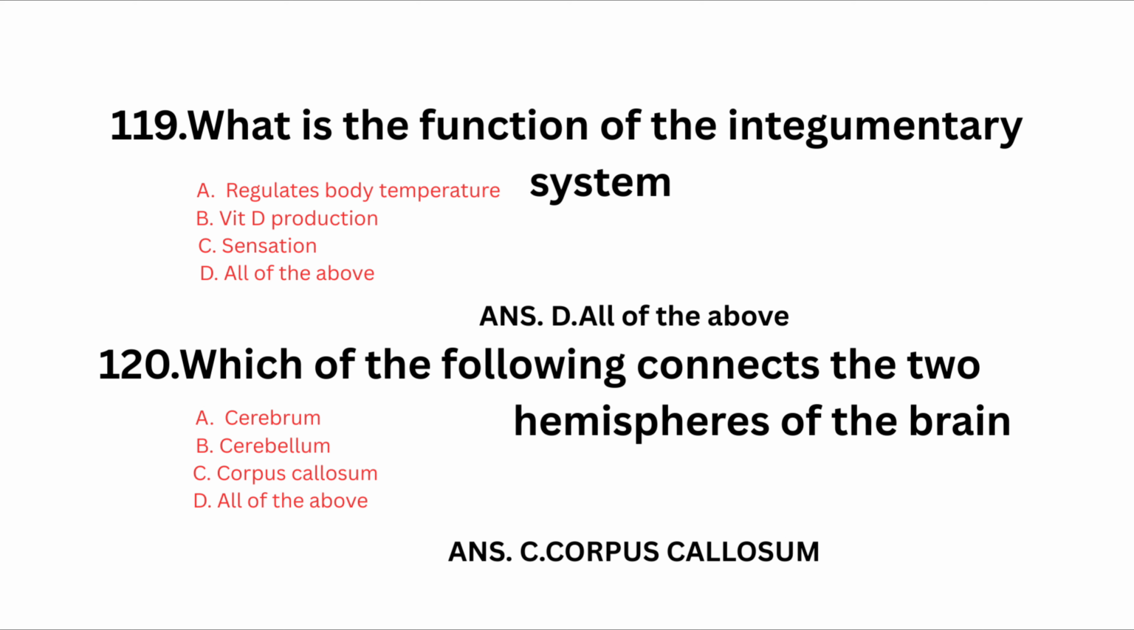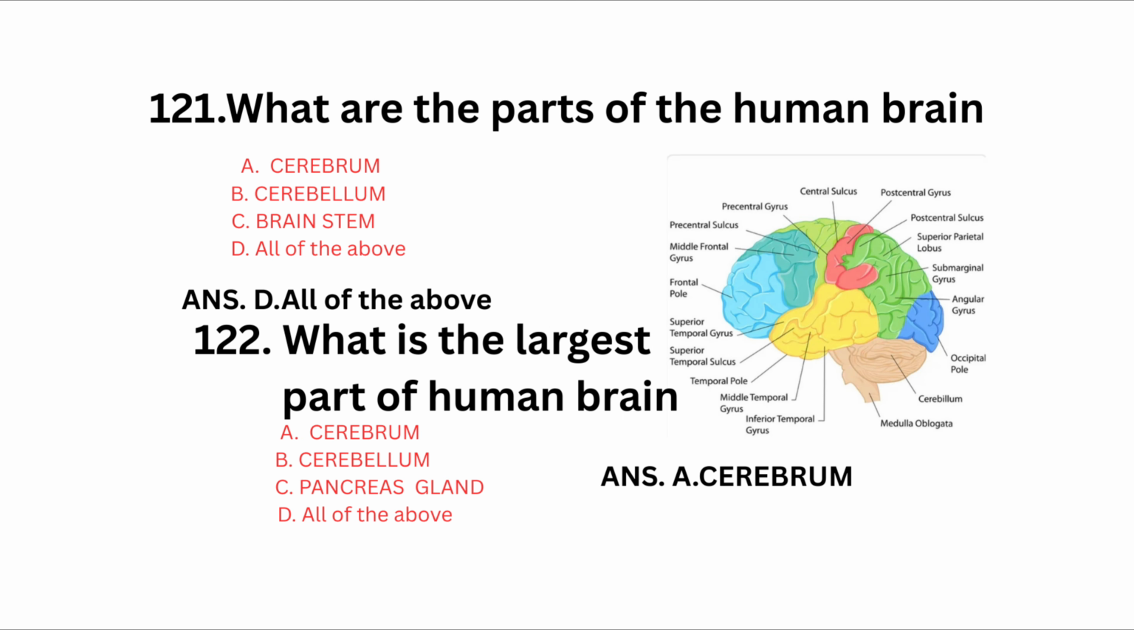119, what is the function of the integumentary system? A, regulates body temperature. B, vitamin D production. C, sensation. Answer D, all of the above. Answer is all of the above. 120, which of the following connects the two hemispheres of the brain? A, cerebrum. B, cerebellum. C, corpus callosum. D, all of the above. Answer is the corpus callosum. It's the corpus callosum which connects the right and left hemispheres of brain.